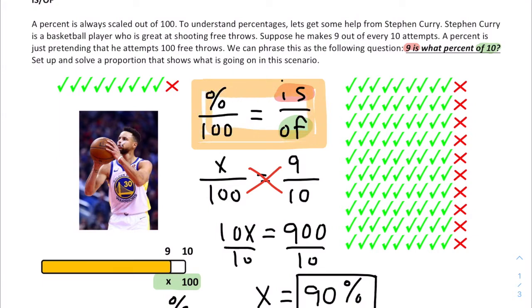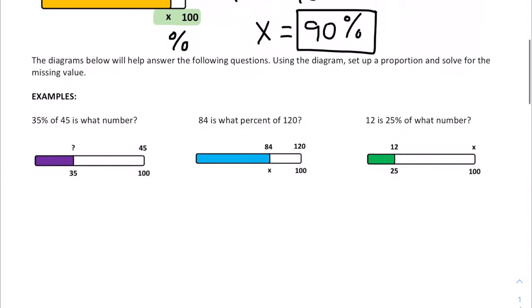So if we can remember percent over 100 is equal to is over of, we can very easily solve any question about percents or what percent a number is of something. Okay, so let's scroll down and see if we can put this to work.